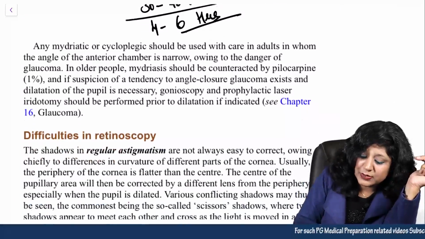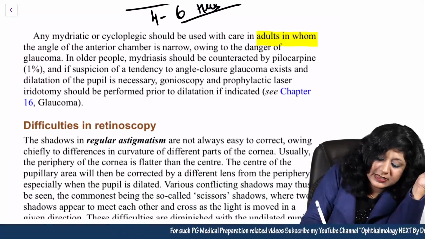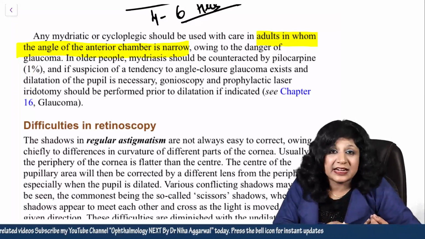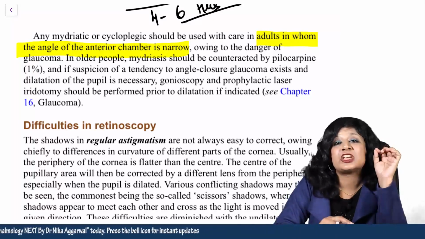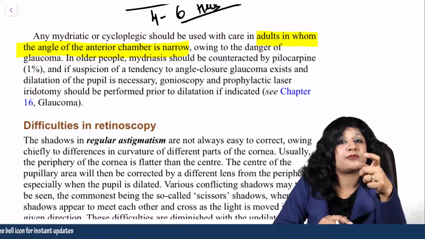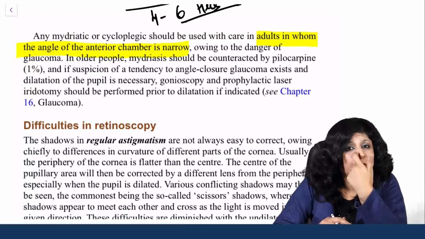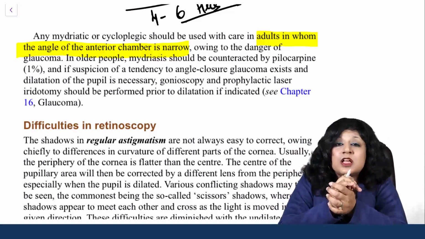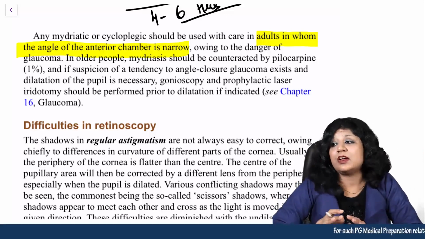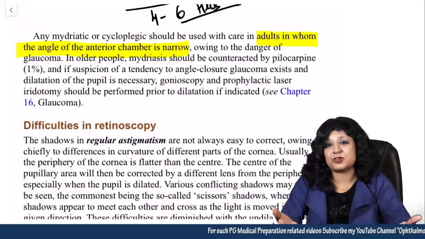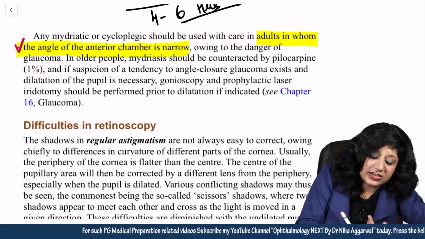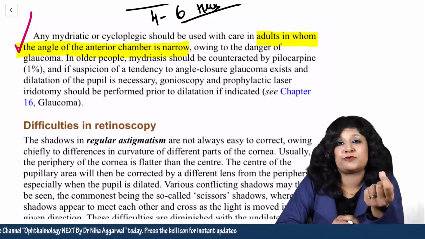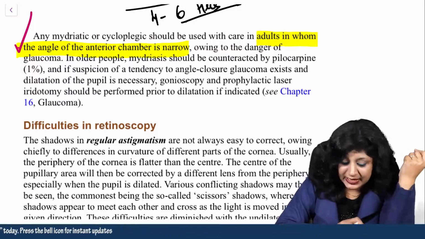Any mydriatic or cycloplegic should be used with care in adults in whom the angle of the anterior chamber is narrow. Now, this is again very important. If you remember, I keep on saying this in classes that whenever you do the refraction, no matter how many people are standing outside, always check for the angle of the anterior chamber. Because by chance, if you are doing this refraction in a patient who is hypermetrope, who is having a narrow angle of anterior chamber, your one drop is going to occlude the angle of the anterior chamber, and this person can land up in acute congestive glaucoma. So this is very important to prevent the emergency. I don't think any physician would like it that the patient has come for the refraction and has landed up in an emergency condition, the acute congestive glaucoma. So a very simple step, taking a view of the angle of the anterior chamber just before the refraction, will save the eyes from an emergency condition. So it's very important.